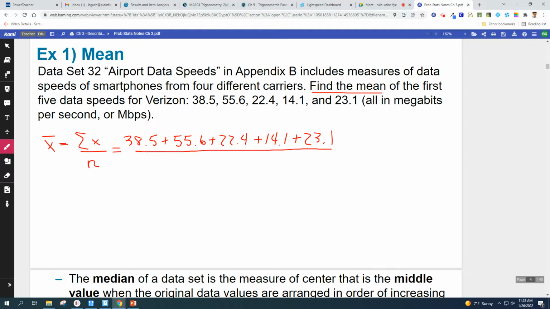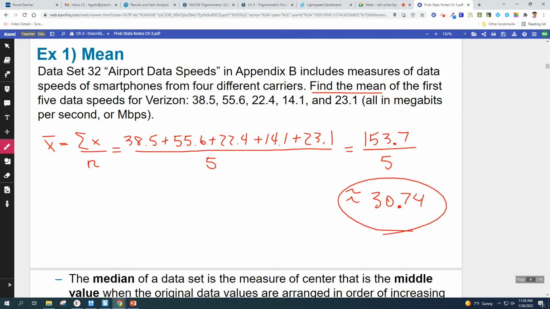Add them all up, divide by 5. So I'll let you do that on a calculator, but when I add them all up, I get 153.7. And then we're going to divide by 5 because there are 5 numbers. And then we get 30.74. That's the mean.